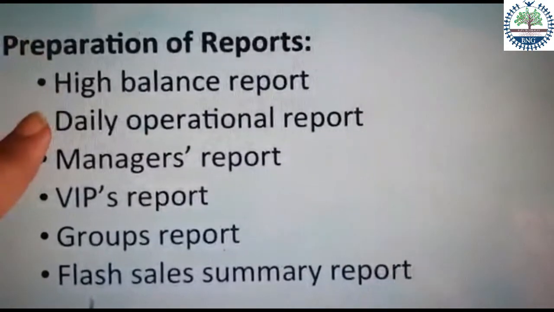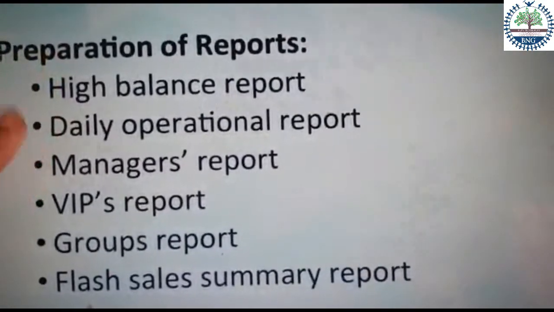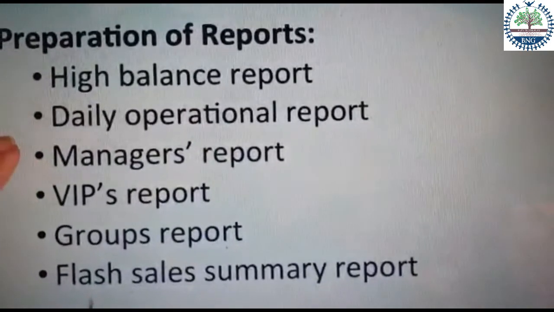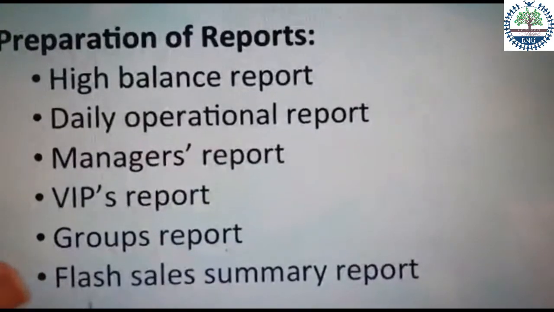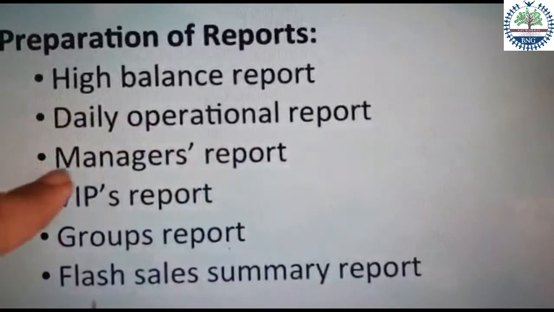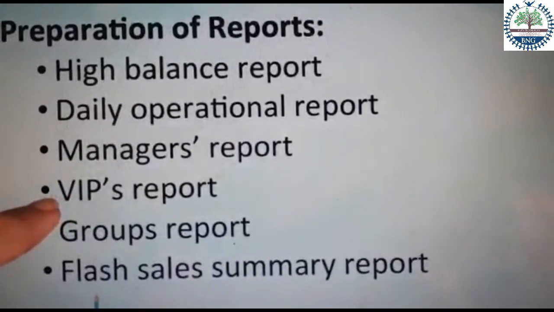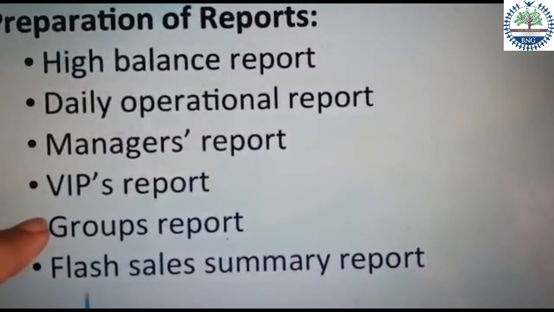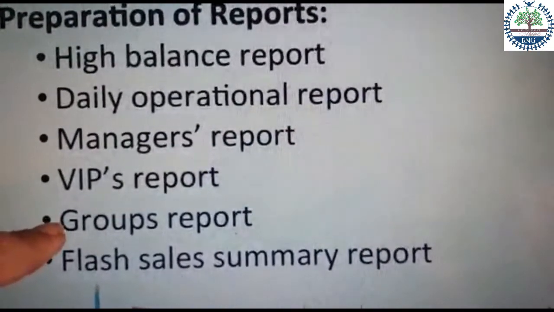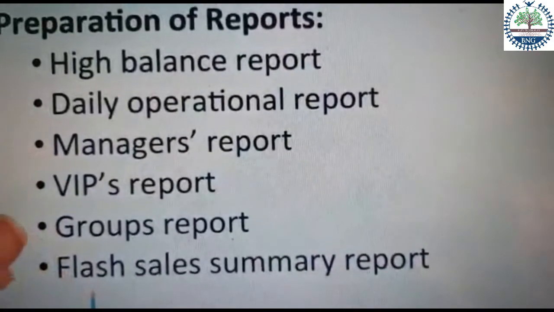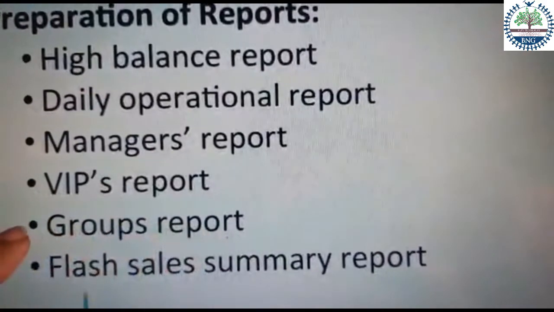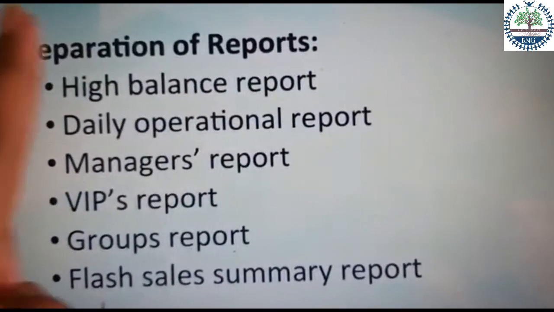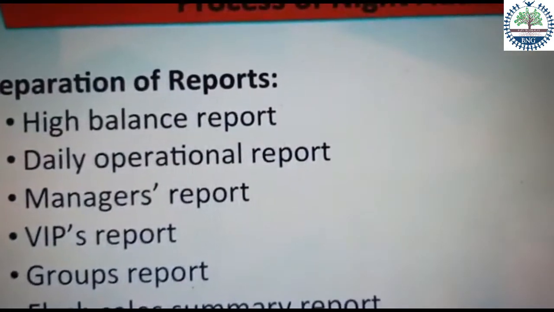A daily operational report covers whatever operations have taken place, any mishaps, anything that has to be reported. A manager's report takes note of any important decisions and any important alerts, and is provided in the manager's report. A VIP's report lists any VIPs staying with us, their preferences, everything. A group report covers any group staying with us, their preferences, their rate packages, and the amenities to be provided. Then the flash sales summary report. All of these are part of the total number of reports prepared by the night auditor.